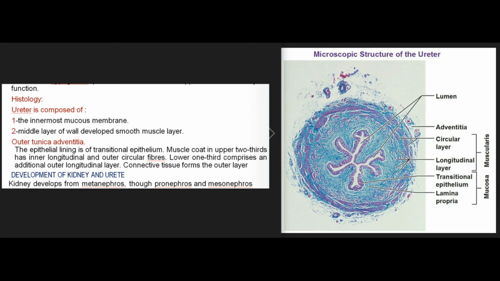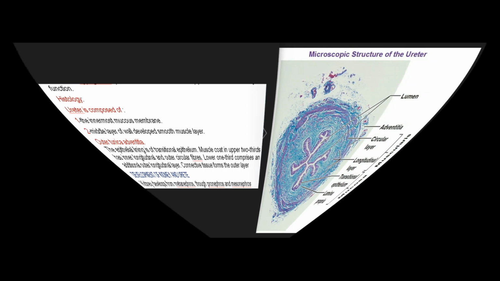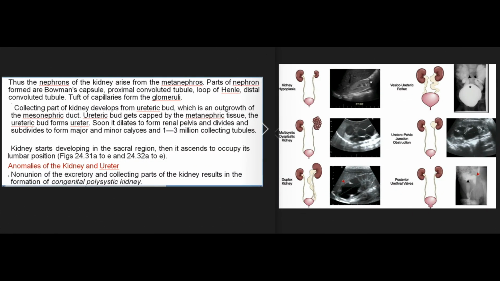Development of kidney and ureter. The kidney develops from the metanephros, though the pronephros and mesonephros disappear. Only the duct of the mesonephros, the mesonephric duct, persists. Thus the nephrons of the kidney arise from the metanephros. Parts of the nephron formed are Bowman's capsule, proximal convoluted tubule, loop of Henle, and distal convoluted tubule. A tuft of capillaries forms the glomeruli.